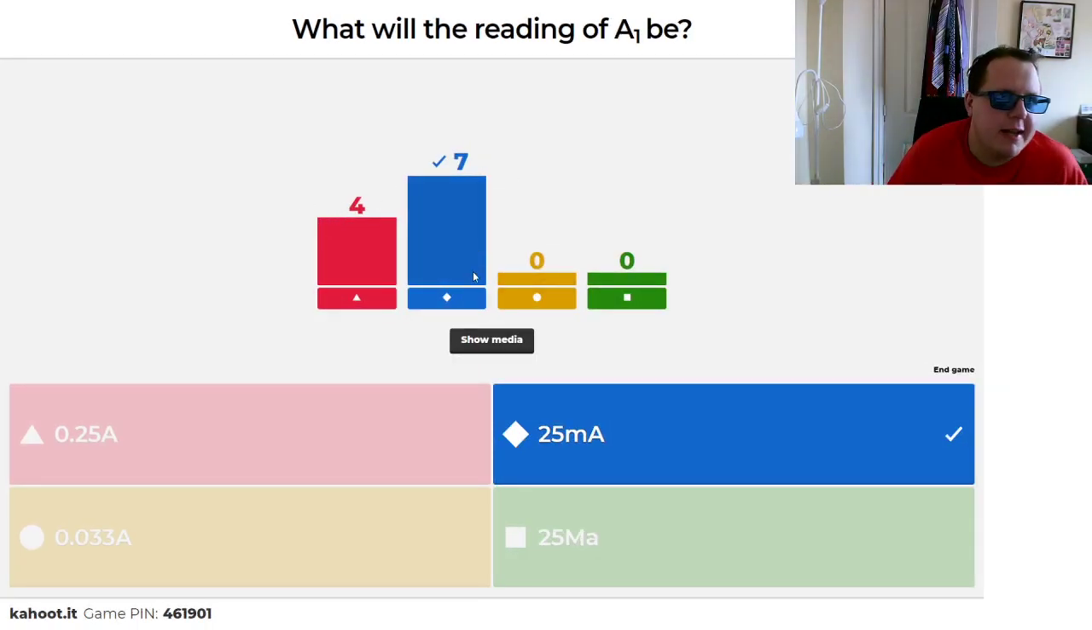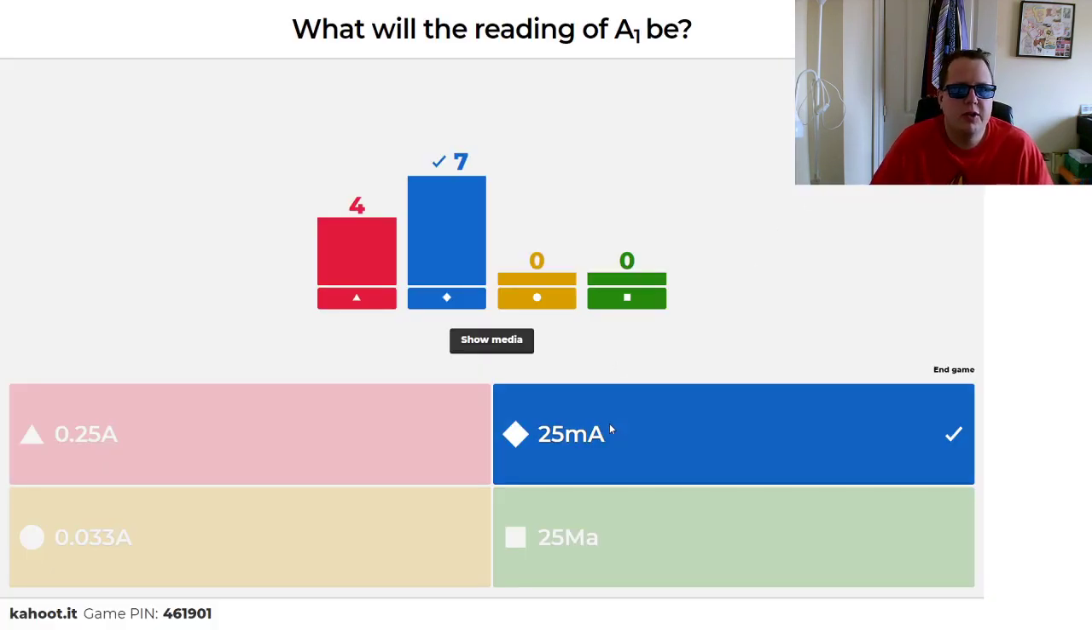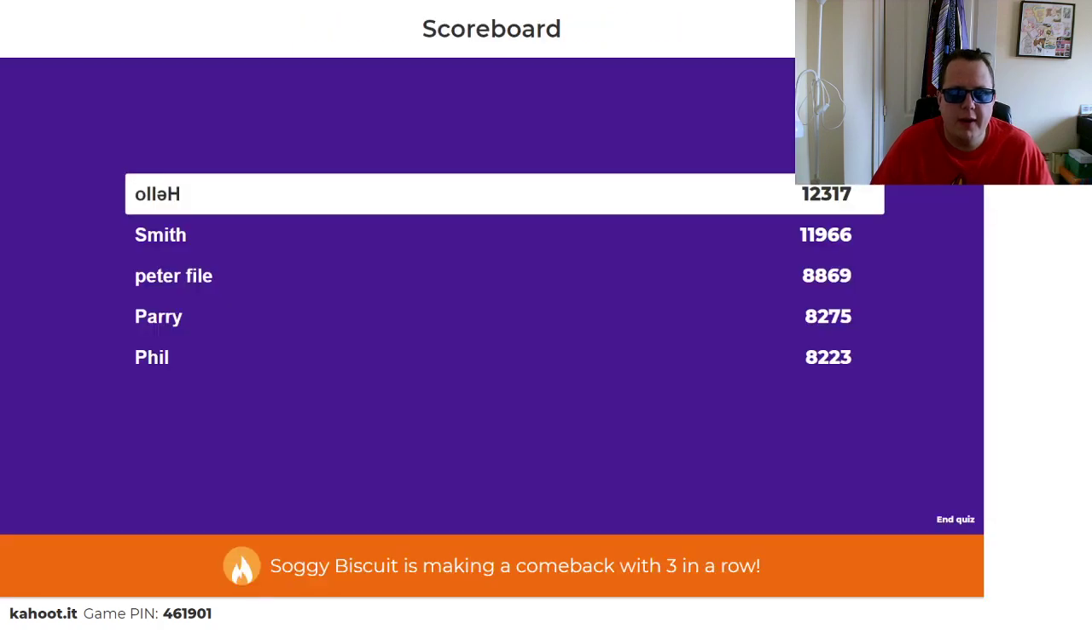Okay, yeah, well done. 7 of you got it right. 25 milliamps. In this circuit, you basically can ignore this bottom bit. So it's just working out from this resistor and this voltage. So we do 12 divided by 480, which is 0.025 or 25 milliamps. Well done, guys. All right, so what's that done? Well done, Smith. Well done, Phil.